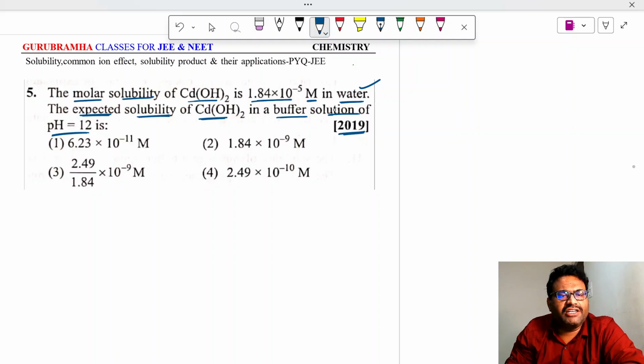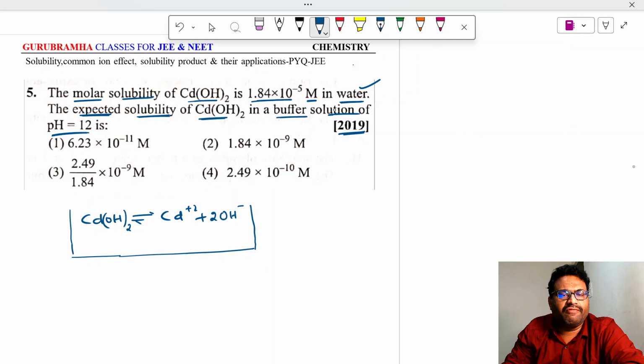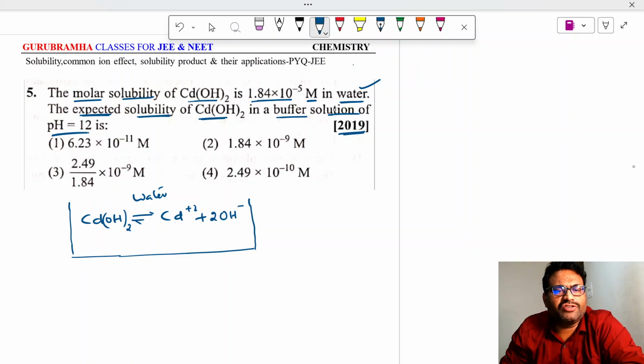We know cadmium hydroxide dissociates to form Cd plus 2 plus 2OH minus. Where is this dissociation happening? In water. This container contains water, and in that water this dissociation is happening. It is a sparingly soluble salt.